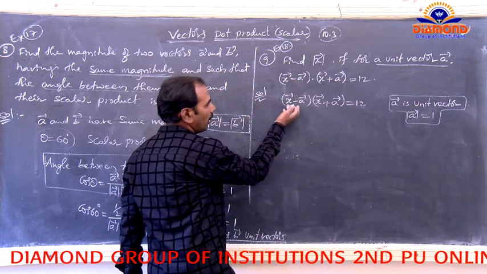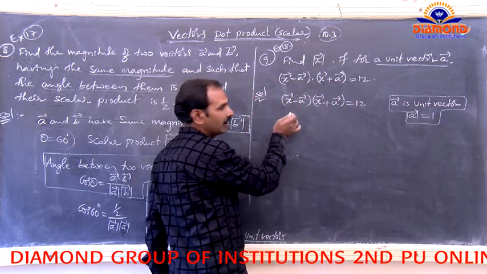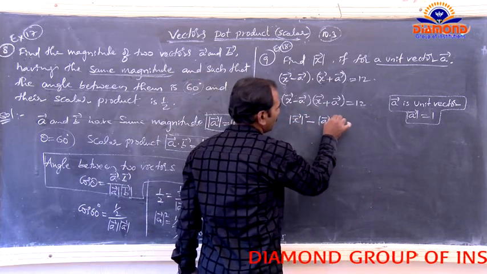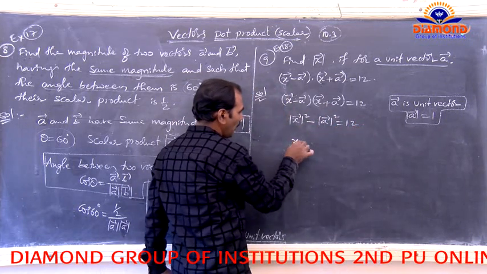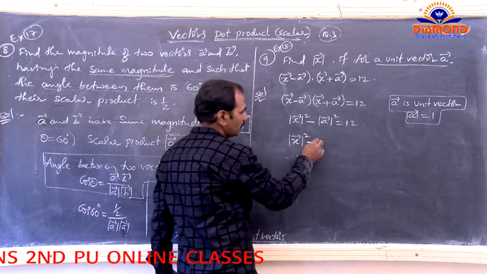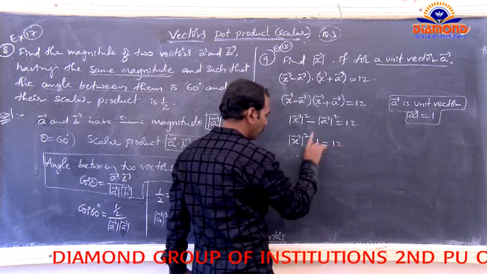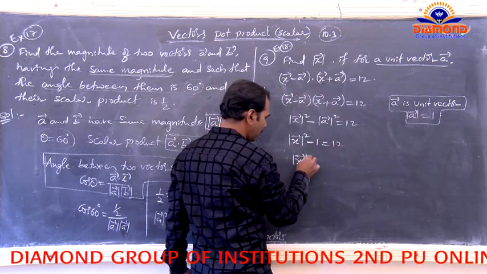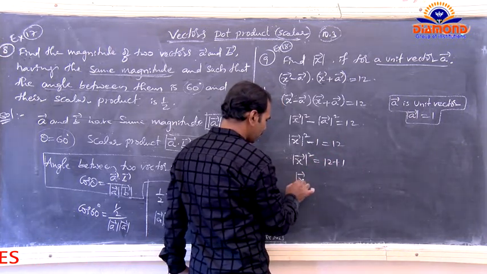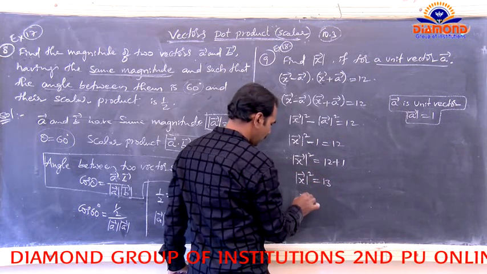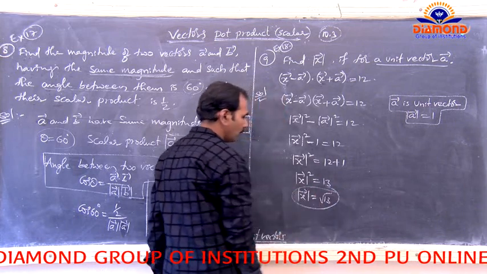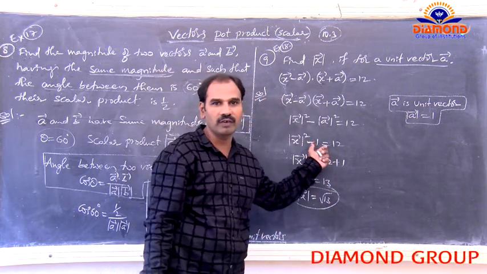So A plus B into A minus B, formula apply here. What do you get? Magnitude of x square minus magnitude of A square equal to 12. Magnitude of A value is 1 because of unit vector. So 1 square equal to 12. 1 we take that side. Magnitude of x square equal to 12 plus 1, magnitude of x square equal to 13. Magnitude of x equal to square root of 13. This is magnitude of x. This is also one mark, very very important.